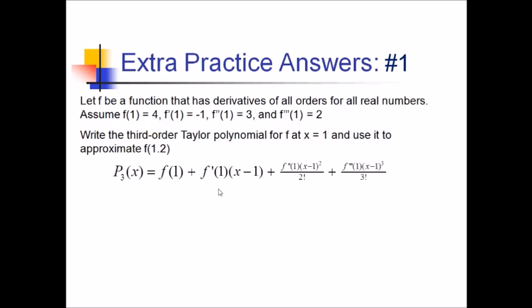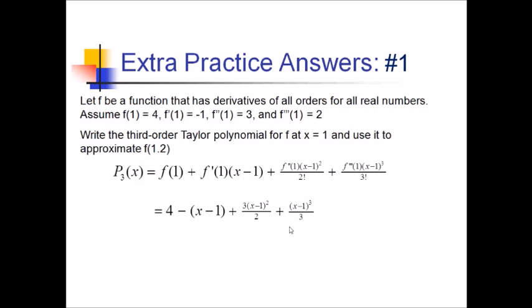Now plugging in some actual values, f of 1 they said was 4. F prime was negative 1, so this is negative x minus 1. F double prime is 3, so we have 3 times this stuff over 2 factorial, or I can actually just make that 2. And for this next one, I've got 2 times x minus 1 cubed over 3 factorial. That's really 2 over 6, which I can reduce to 1/3. No real need to reduce it, but I'm going to, just so I have less things to plug in my calculator.